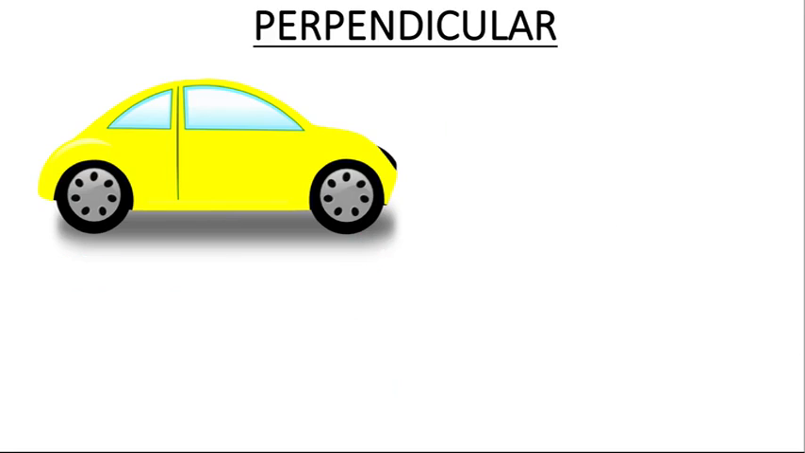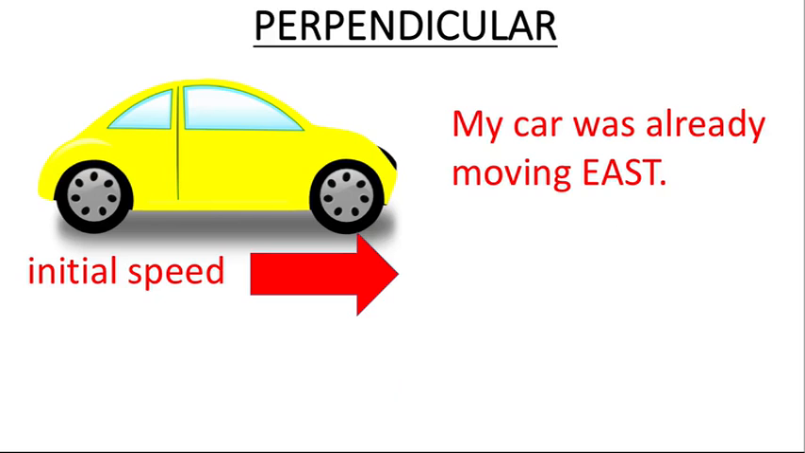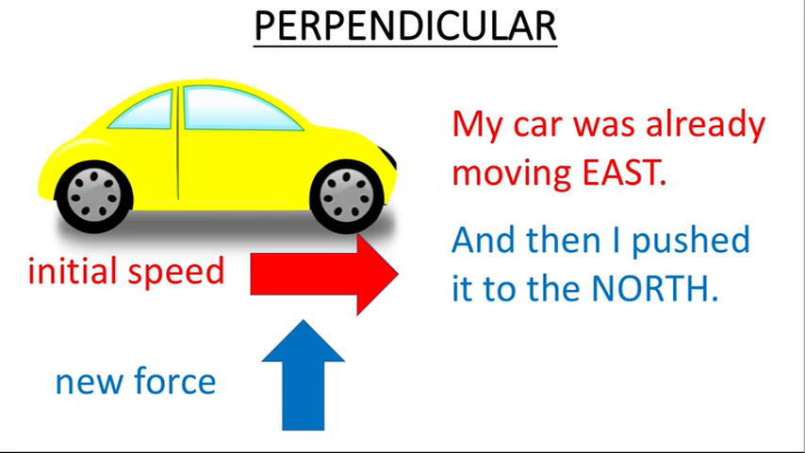The last scenario is perpendicular. Once again, your car is already moving to the east. We can draw this with a forward arrow. This time, we're going to push your car to the north. When we draw this, that means the new force is pointing upward. And so the red arrow and the blue arrow form a 90-degree angle. They make a perfect corner with each other.